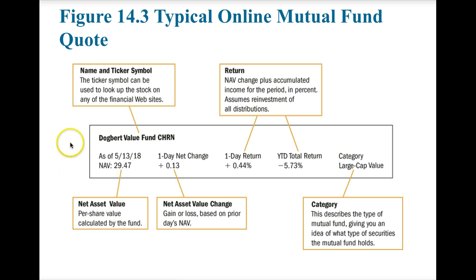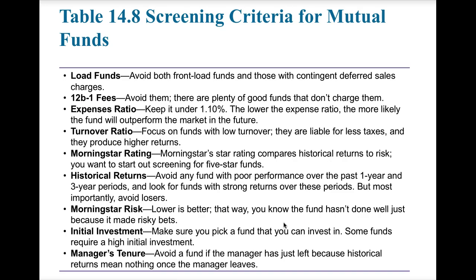Then they give you the NAV as of a particular date, the change from the previous date, the one-day return, the year-to-date return, and the category. Different quotes will get you different things, but basically this is the general information you'll get on a mutual fund quote. And again, here's the other screening criteria that we talked about before. Here's just a good checklist.